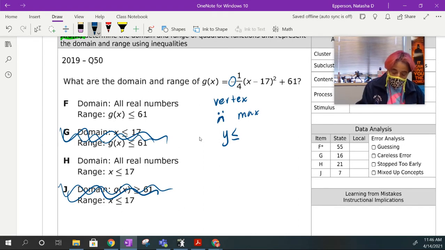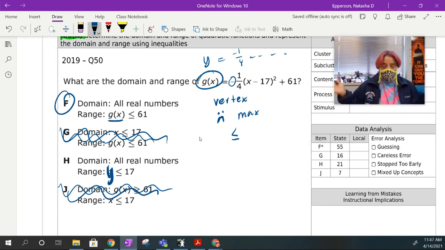And really, actually, we don't even have to go further because look at this. So here it says x is less than or equal to 17. It's not going to be x is less than or equal to 17. It's going to be y is less than or equal to 17. G of H is the same thing as y. That's our y value. Because look, where this G of H is equal to, that's the same thing as saying y is equal to negative 1/4, blah, blah, blah, blah. So F, without even really doing any calculation, F is going to be our answer.